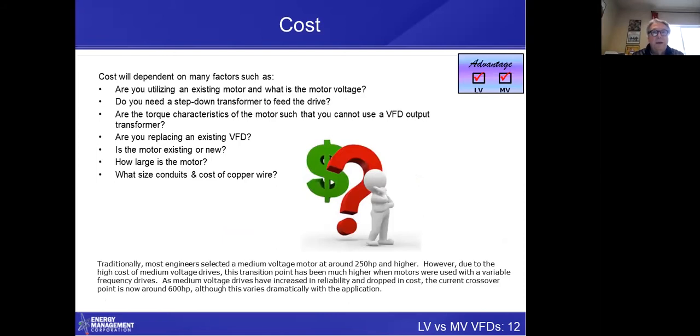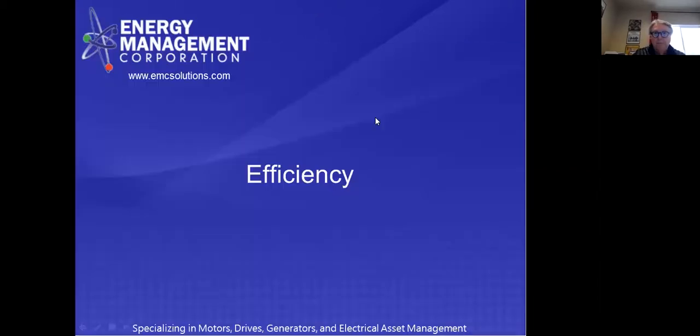So cost will depend upon all of those factors. Is the motor existing or new? How large is it? The conduits can make a difference. You've got an 800 horsepower motor, you've got a lot of amps, you've got a lot of cable. And so at any significant distance, that medium voltage drive can certainly save you in cabling, and that can affect your conduits and your distribution throughout. So it could be either.